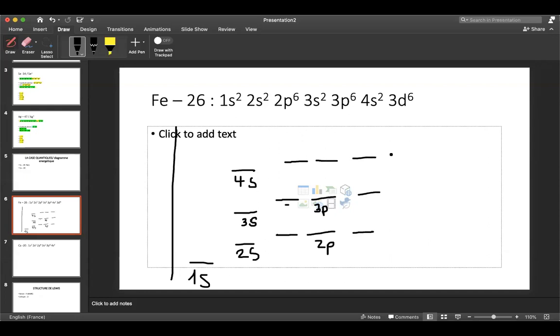Now this is where the variations come in. We're going to have a 3D. Then the last one, which is the 4P, it's higher in energy, that is, we will find it at the top, like that.